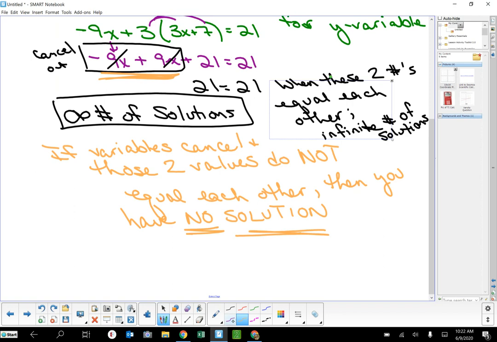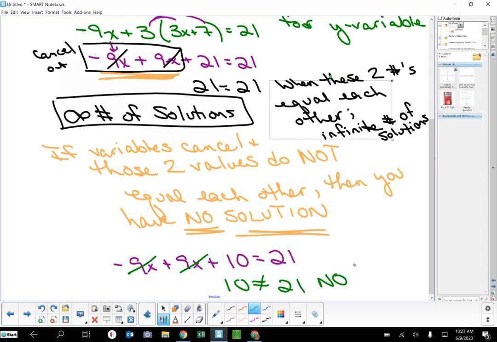Okay, so if your answer had looked like negative 9x plus 9x plus 10 equals 21, and when you cancel these out, you end up with 10 equals 21. Well, that's not true. So you have no solution. That's what that would look like. Your variables would cancel, but the numbers wouldn't equal each other. So that hits two of our types of solutions.